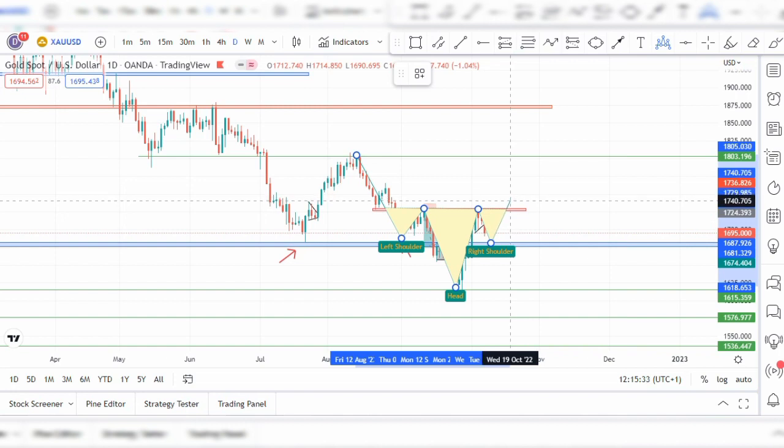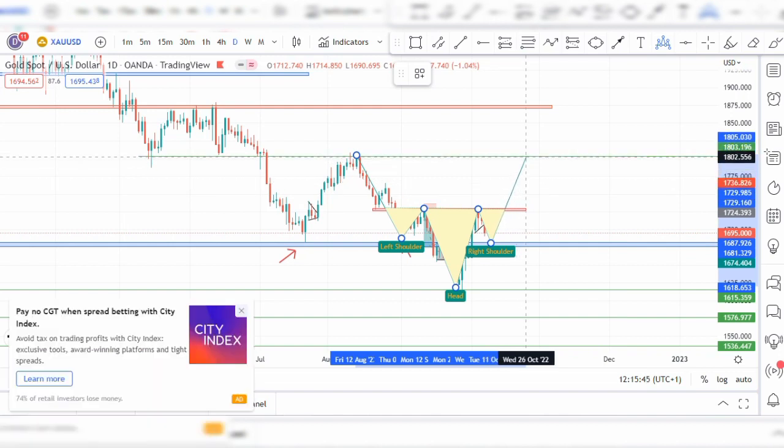The proper confirmation of the head and shoulder pattern would be if this neck here is broken. So if the neck here is broken, then we're looking to enter our buy trade again from there all the way to this next resistance area around the 1800 level.